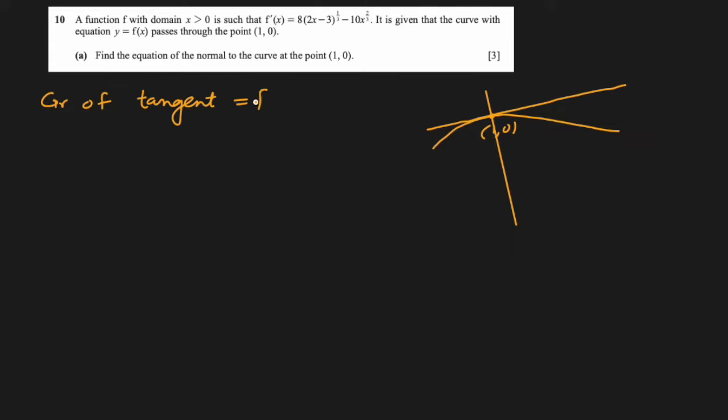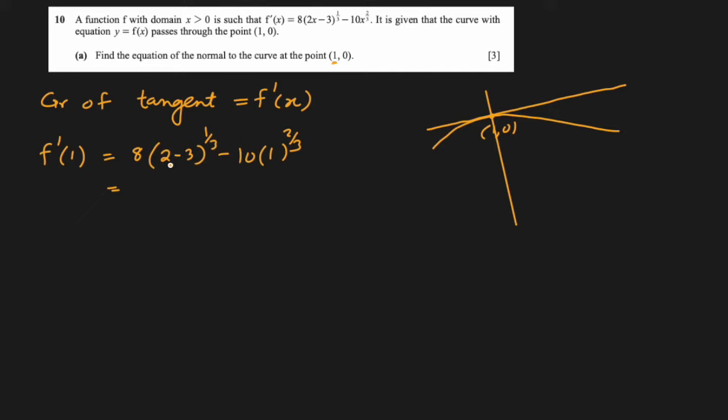It is nothing but f prime x. The differentiation of f(x) gives us the gradient of the tangent. And we know the x value at this point is 1. So basically we have to find f prime 1, which will be 8 times (2 times 1 is 2, minus 3) to the power 1/3, minus 10 times x, which is 1, to the power 2/3.